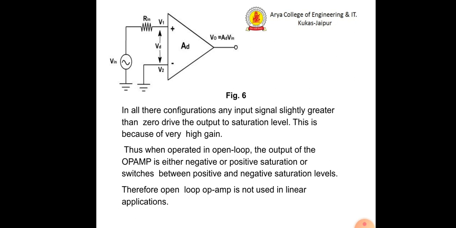When operated in open loop, the output of the op-amp is either in negative or positive saturation or switches between positive and negative saturation levels. Therefore, the open loop op-amp is not used in linear applications.